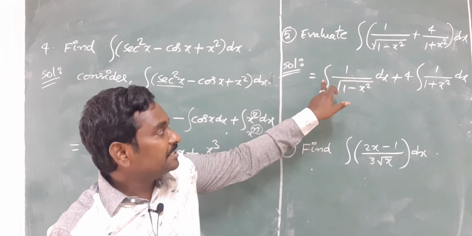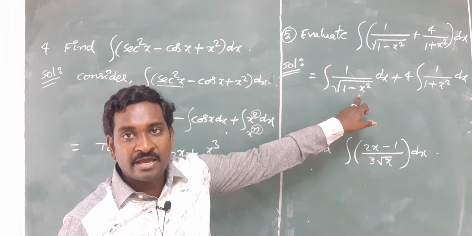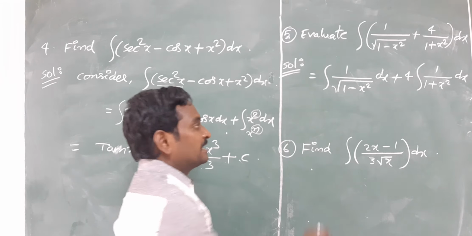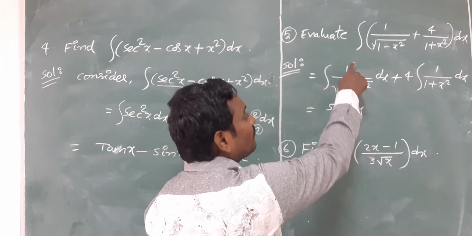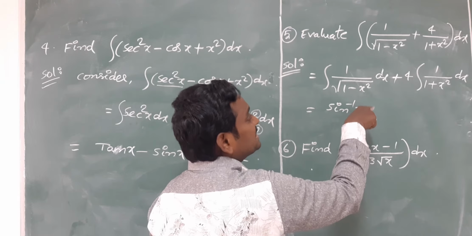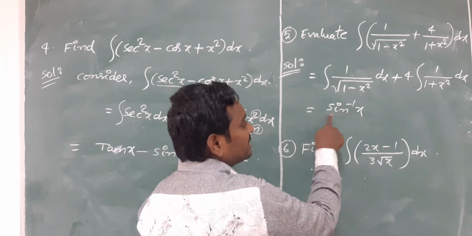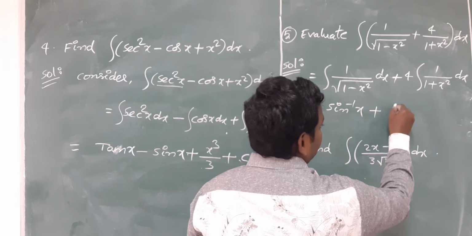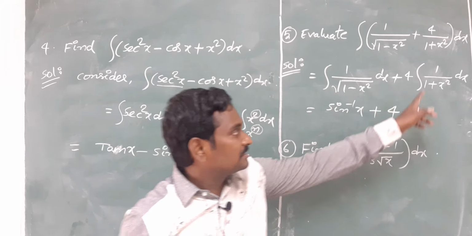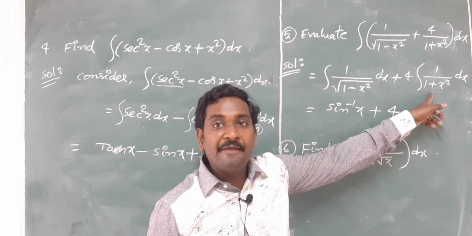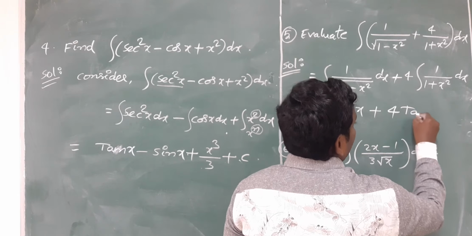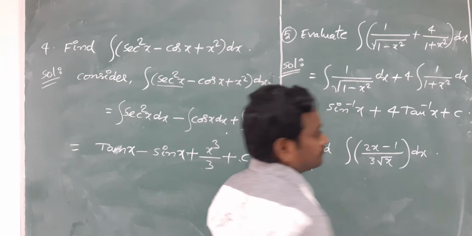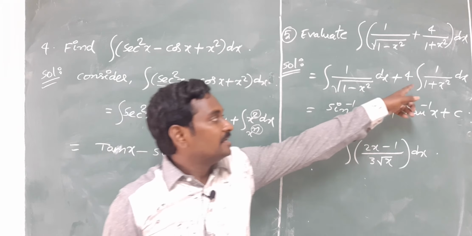What is the integration of 1 by root over 1 minus x square? The formula for this one is sin inverse x, because we already know that the derivative of sin inverse x is 1 by root over 1 minus x square. That's why, reversely, integration of 1 by root over 1 minus x square is sin inverse x. Plus, what is the structure of the inside function? It is 1 by 1 plus x square. Integration of 1 by 1 plus x square is simply tan inverse x plus c. So 4 into tan inverse x plus c. This is the formula for this part.